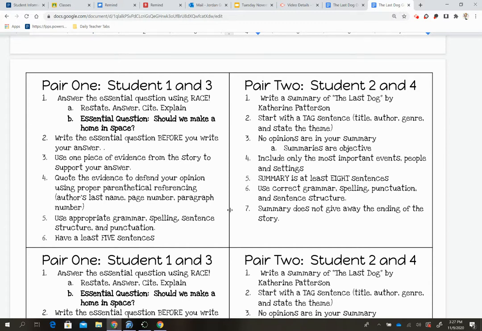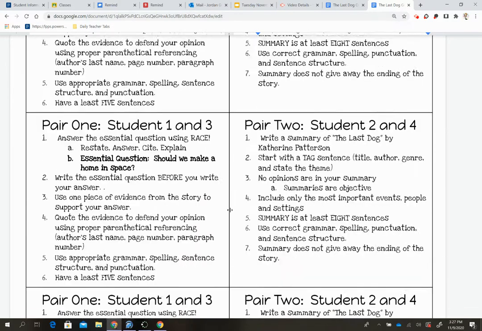If you are a 2 and a 4, you're going to write a summary of The Last Dog by Katherine Patterson. You're going to start with a tag sentence: title, author, genre, and state the theme. You're going to have no opinions in your summary. You're going to include only the most important events, people, and settings. Summary is at least 8 sentences. You're going to use correct grammar, spelling, punctuation, and sentence structure. And then the summary does not give away the ending of the story.